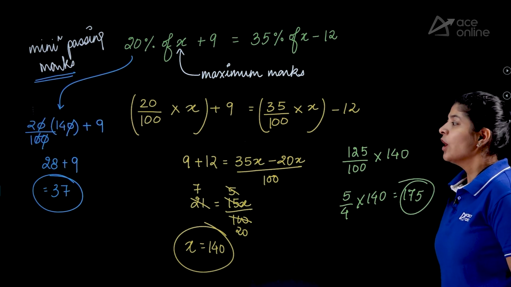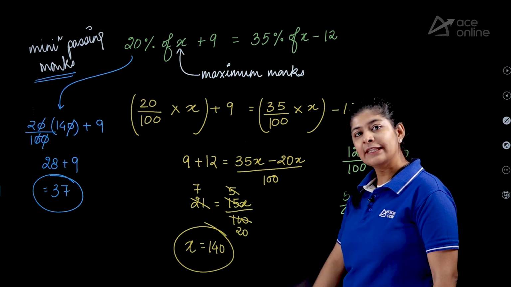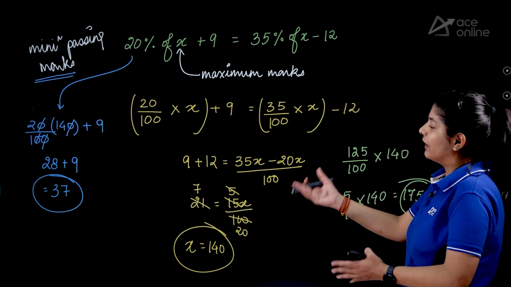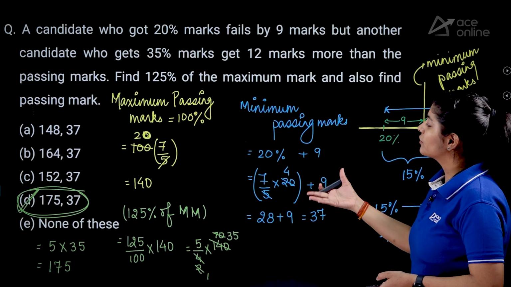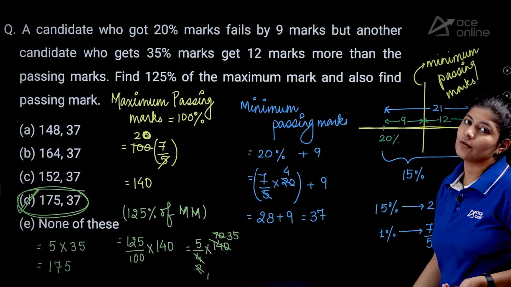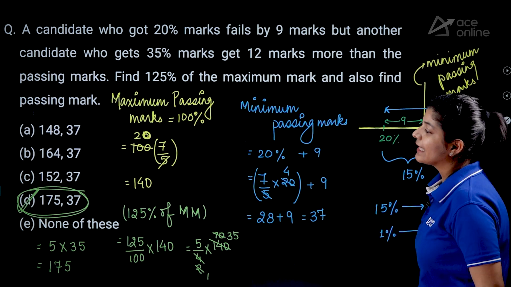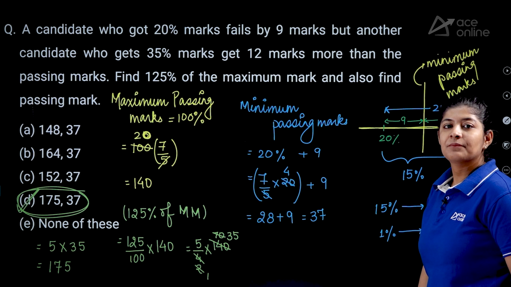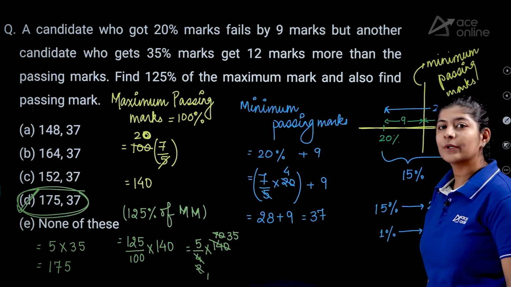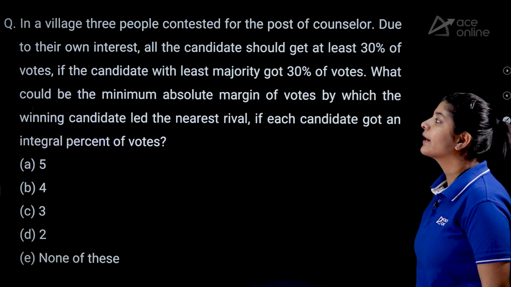Is it clear? So basically you can solve it in either way, whatever you like. If you want to solve it like this, you can do that. If you want to solve it in this manner, then you can also do that, right? So the correct answer over here is option number D. Now let's move towards the next question, and let's see what the next question is and how we are going to deal with that.